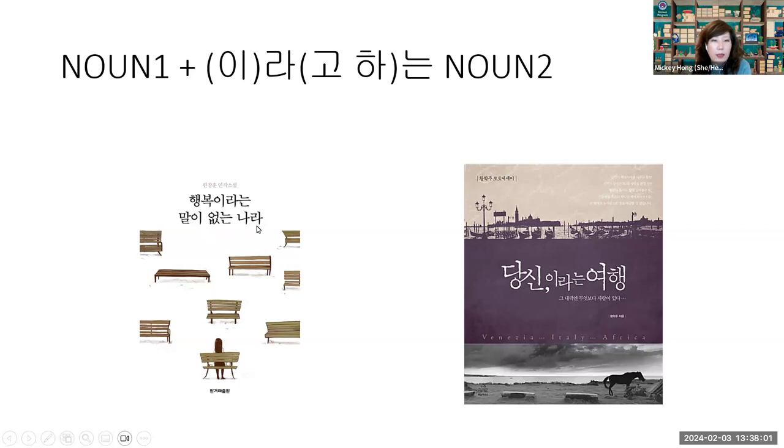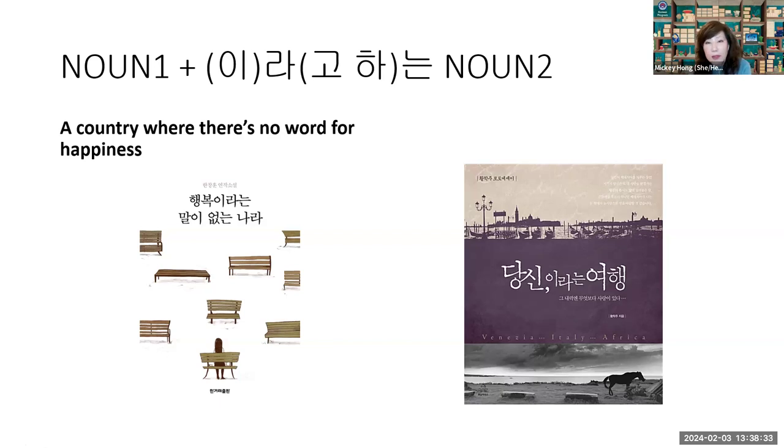행복이라는 말이 없는 나라. So 나라, you have to go fetch the verb or description, the adjective at the end of a sentence. For non-modification, you have to go to the very end. Country in which there is no word called happiness. 행복이라는 말. There's no such word in this country. A country where there's no word for happiness.